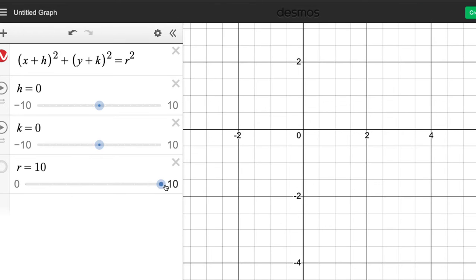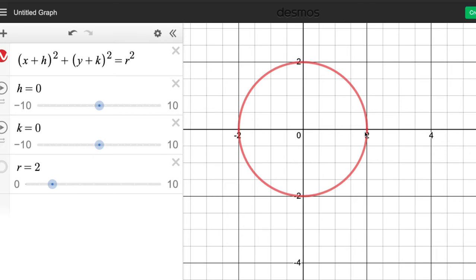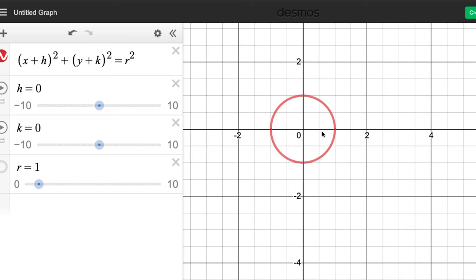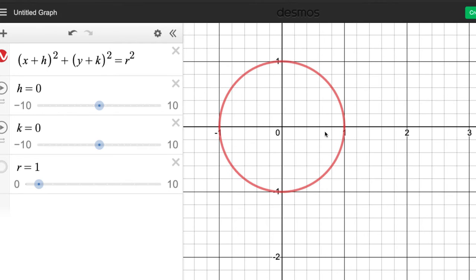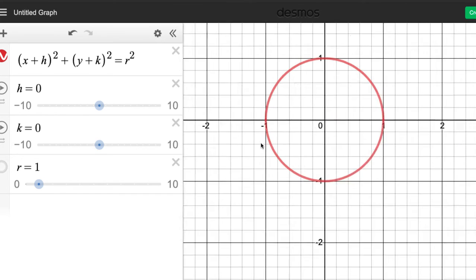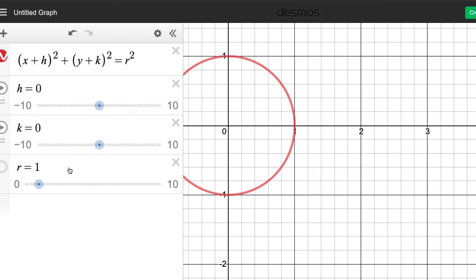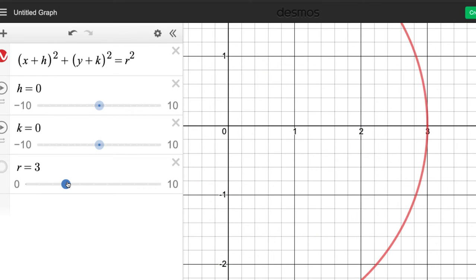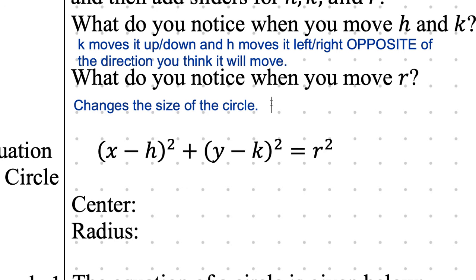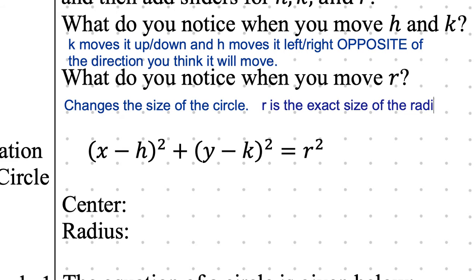So if I make r equal to 2, it intersects at 2. The radius between 0 and 2 is 2. If I make r 1, the radius is now, you can see right here, 1. If I zoom out a little bit and make r equal to 3, the radius is 3. R is the radius. So I can come down here and say R is the exact size of the radius of the circle.